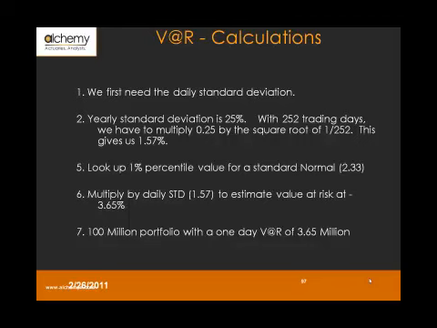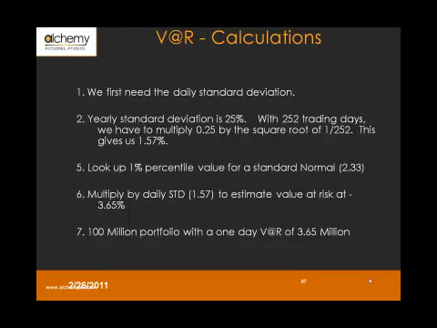With 252 trading days, we have to multiply 0.25 by the square root of 1 over 252. And the reason why we do this is that what we're really trying to do is take the yearly standard deviation and translate that into a daily standard deviation. So the 25% annual number converts to 1.57% on a daily basis.